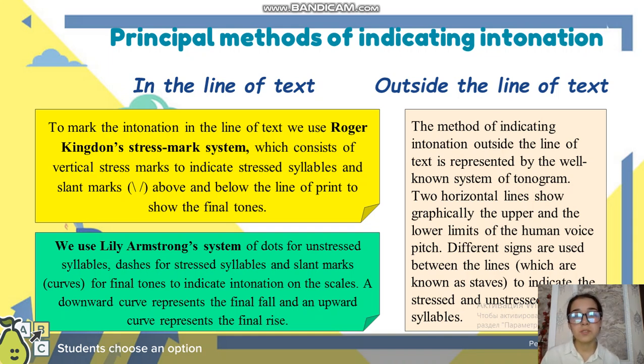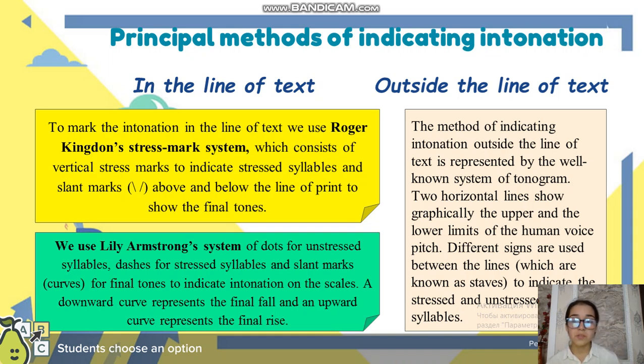There are two main principal methods: in the line of the text and outside the line of the text to indicate the intonation. So let's talk about in the line of the text. To mark intonation in the line of the text, we use Kingdon's stress mark system, which consists of vertical stress marks to indicate stressed syllables and the slant marks above and below. And the Armstrong system also.